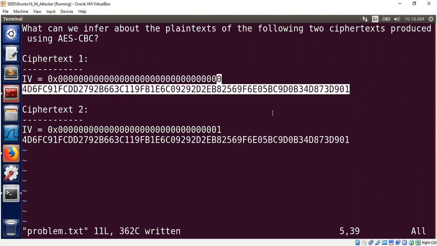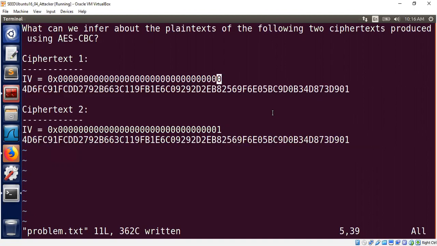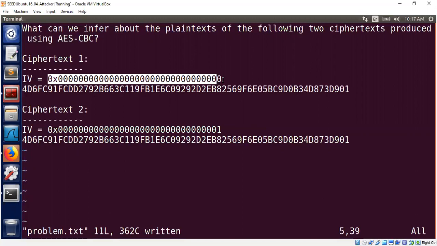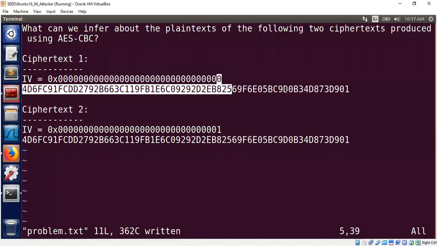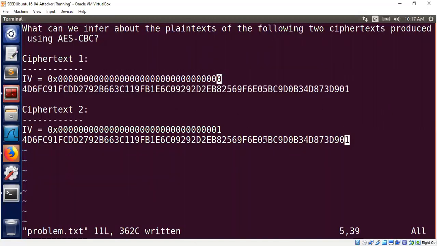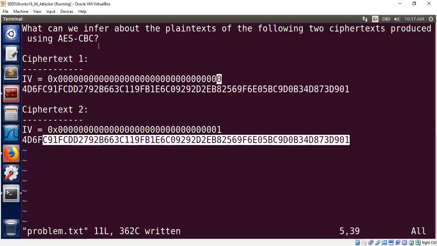So we are now given two ciphertexts. The IVs differ from each other by only the least significant bit. If we convert this whole thing into binary, it will be, of course, a bunch of zeros, 128 zeros actually. Here it will be 127 zeros and then a 1. So the least significant bit is the only difference. The ciphertext happen to be the same. We don't know whether the plain texts are the same or not yet. We have to answer that question, of course. That's the question. How do we go about that part?